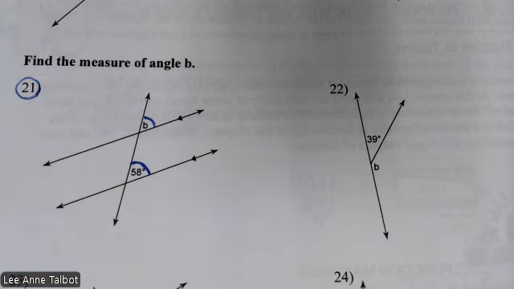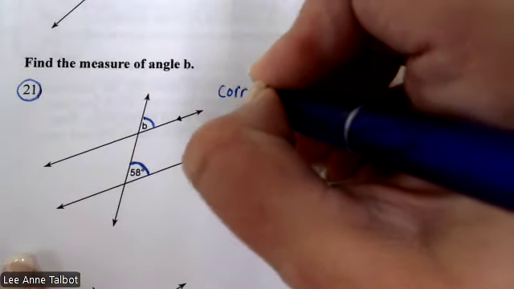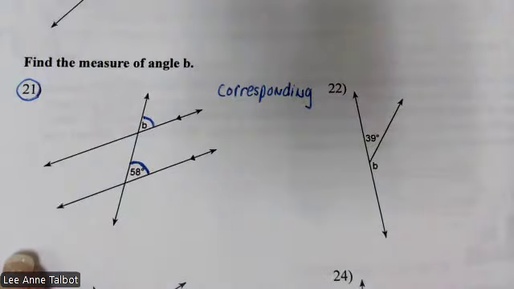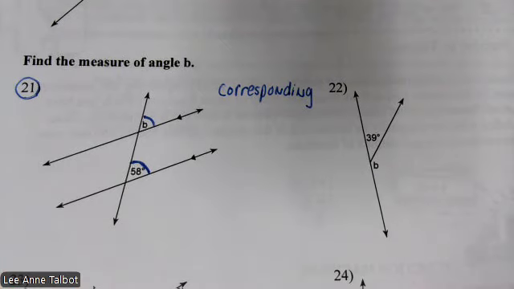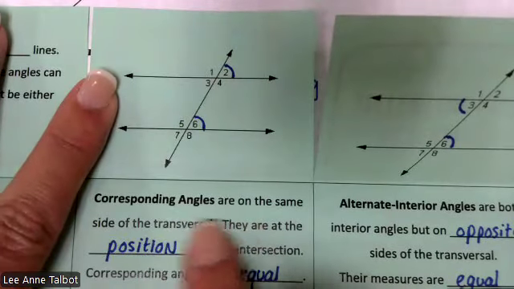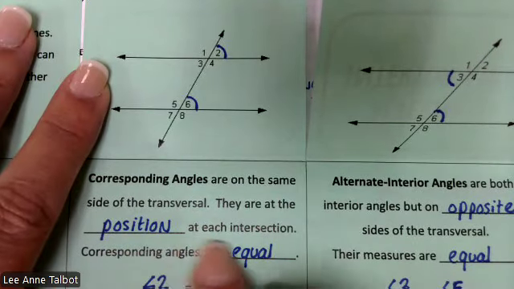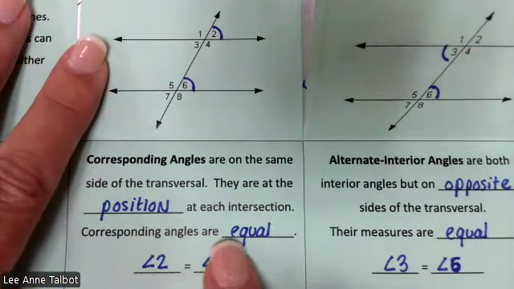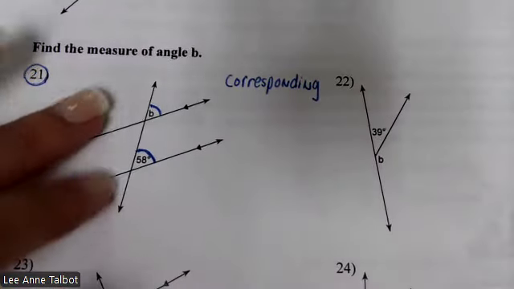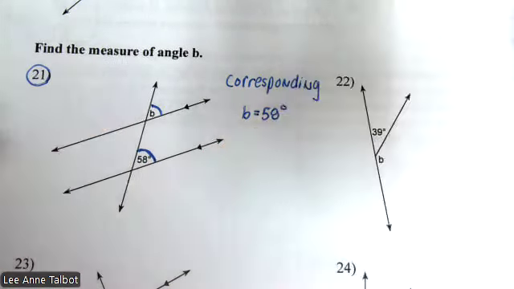Okay, Miles, go. What is it? Corresponding angles. Right, corresponding. And in the little box for corresponding angles, it says corresponding angles are on the same side of the transversal. They are at the position at each intersection. Corresponding angles are equal. That's the important thing here. Since they're equal, B equals 58 degrees.